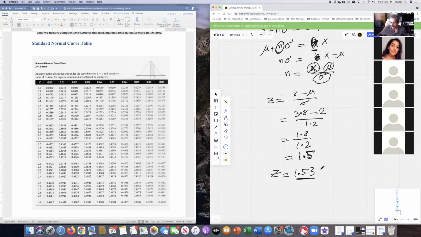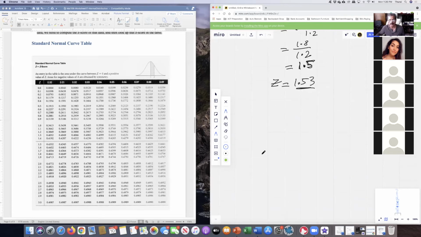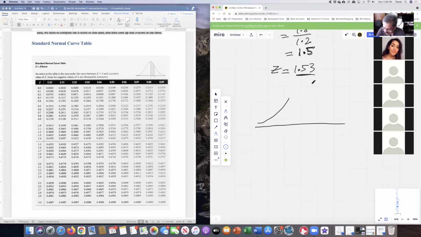So for 1.53, the probability, or the area under the normal curve between the mean and 1.53, is equal to 0.4370. Right there, that's our probability. That's the area. Area is the same as probability. Feel free to interrupt me if you're not following anything. So if I want to find the area under my normal curve between the mean and 1.53, then I can look up the table.